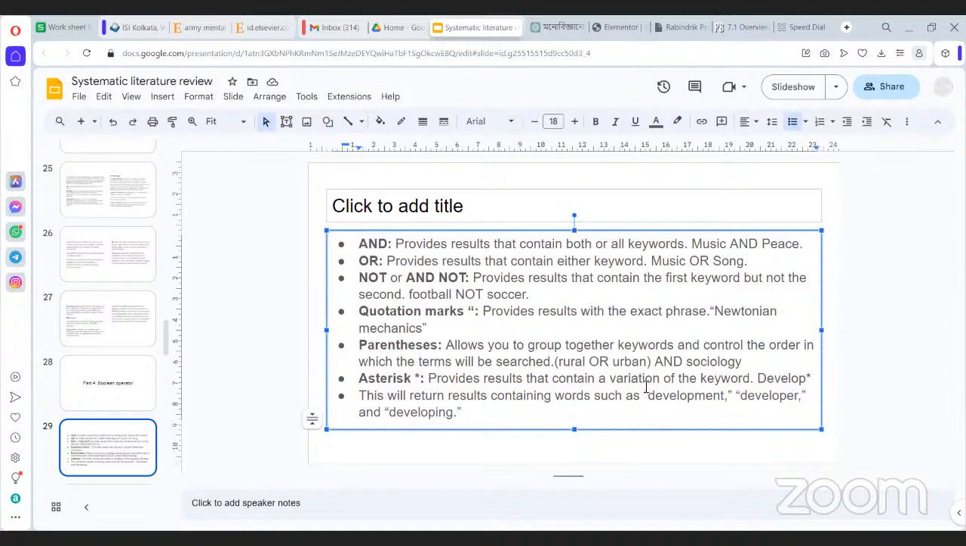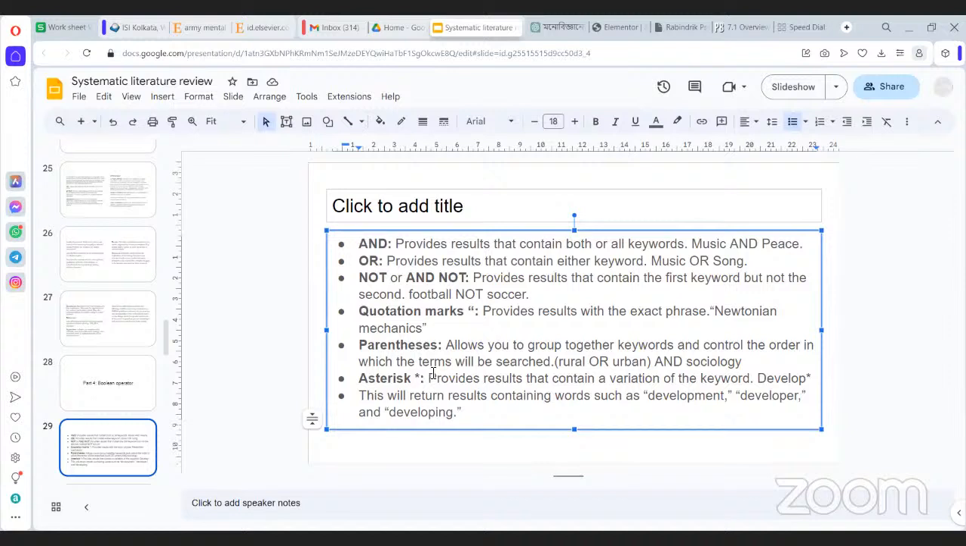And the asterisk: for example, if you write army*, then you may get several variations related to the root. For example, develop* is the prefix: development, developer, developing, etc. So these are the Boolean operators.